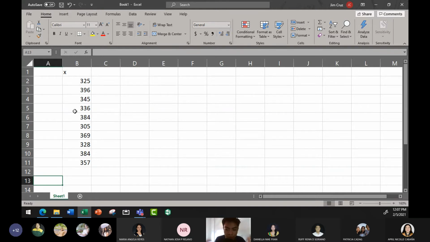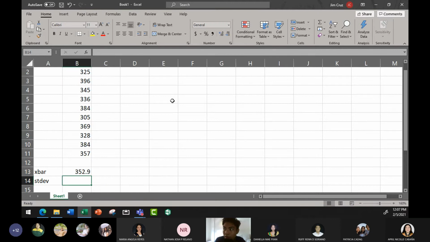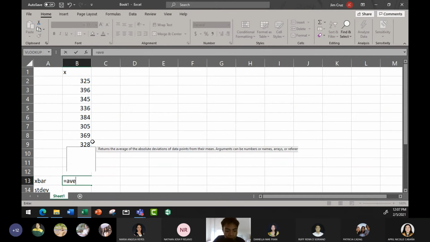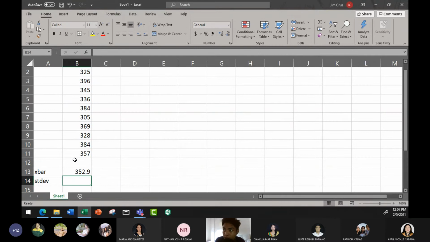So, kung gusto nyo yung mabilisan talaga, you can solve for the X bar and the STDEV, no? Standard deviation of this number. Paano? So, ganito lang. Equal sign. Para makuha mo yung x bar or the average, just type equal sign followed by average. Open parenthesis. You select your data. Okay, so yun yung pwede mo gawin. Then enter. Yan, 352.9. Okay, so again, to solve for the x bar, that's equal average. Open parenthesis. Select your data set. Press enter. 352.9.